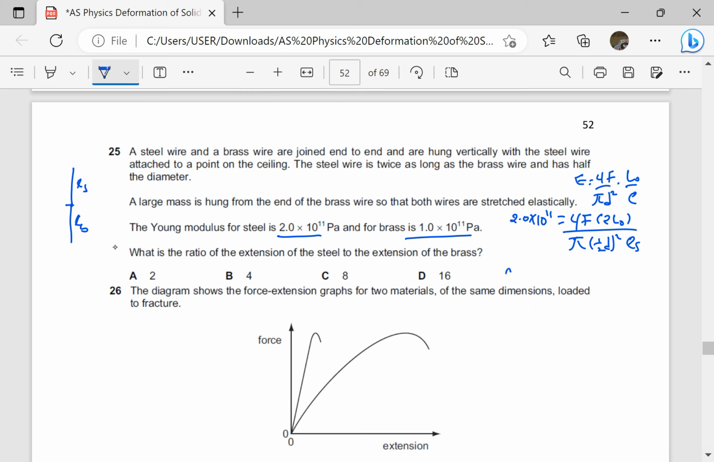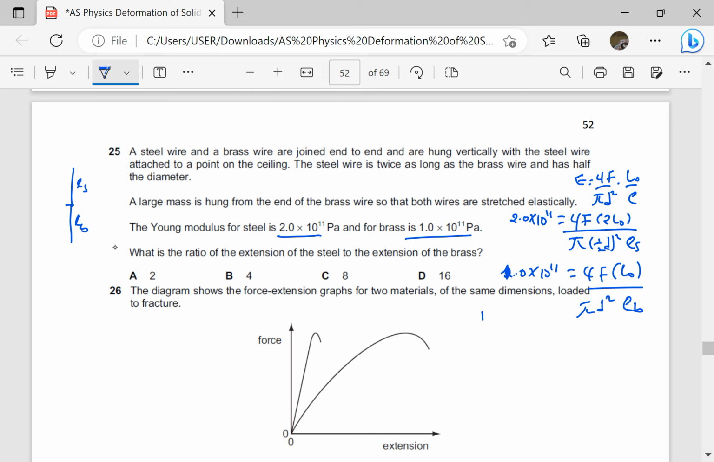Then for brass, the Young modulus is 1.0 times 10 power 11 equals 4F. The length of brass, let it be L naught because for steel was twice. Divide by pi. If the diameter of steel is a half D, then the diameter of brass should be D squared. Then times the extension of brass, which is EB. So I want the ratio of extension of steel to extension of brass. So I'm going to divide the two equations, second equation by the first equation.